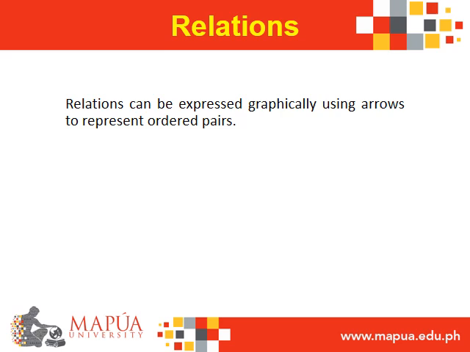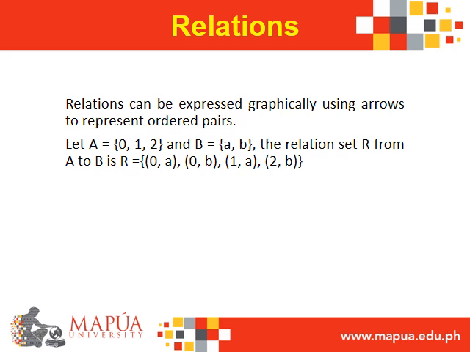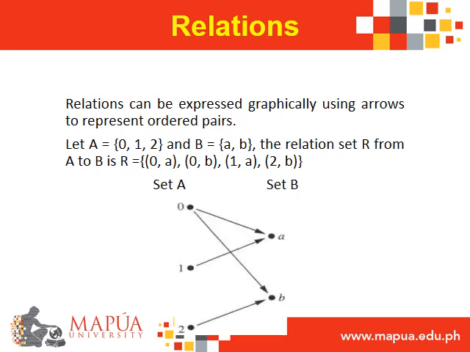Relations can be expressed graphically using arrows to represent the ordered pairs. Hence, for this particular example of our relation from A to B, whereby our corresponding ordered pairs comprise 0A, 0B, 1A, and 2B, it can be represented now as two sets with these corresponding elements joined together by arrows. Each of these arrows represents a particular ordered pair shown in your given relation set.